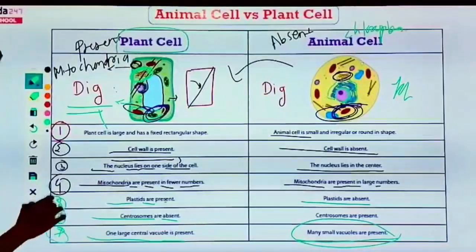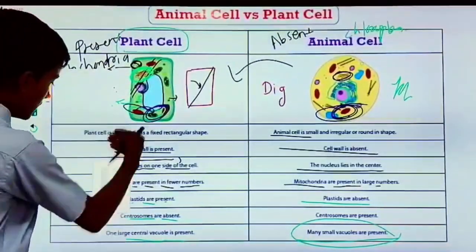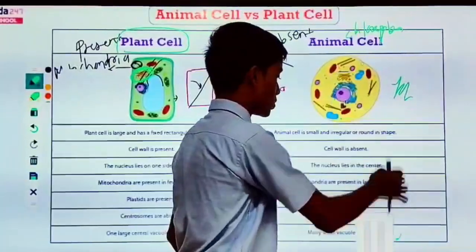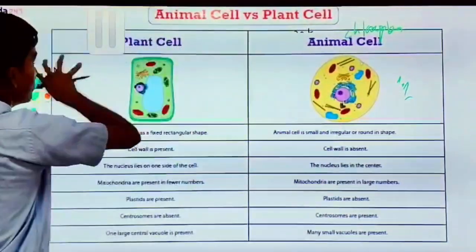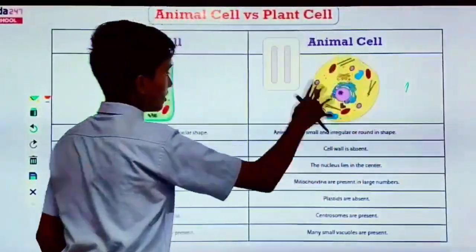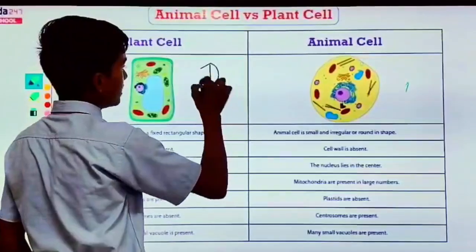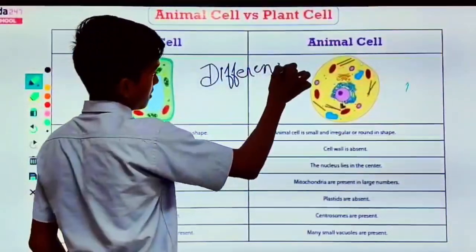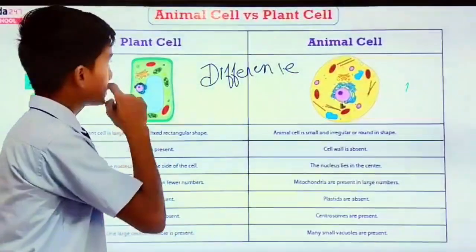So these are the main seven differences. Note them down in your notebook, and these are important to write in the exam if the question is asked like, write the differences between plant cell and animal cell. So these are the differences between plant cell and animal cell.